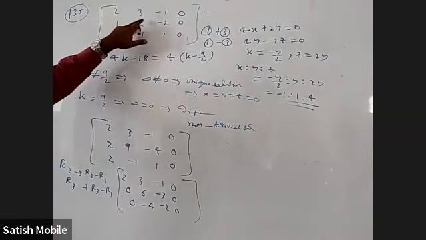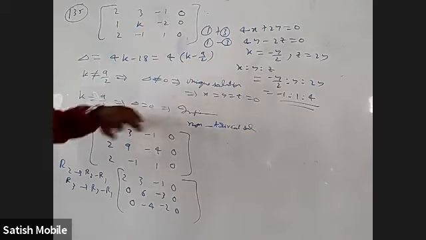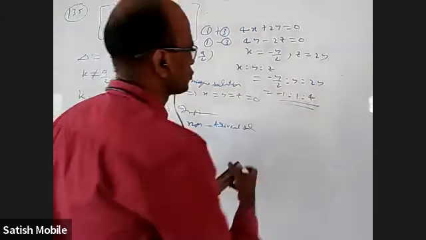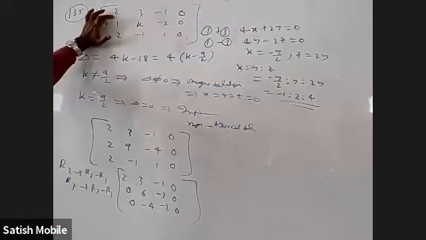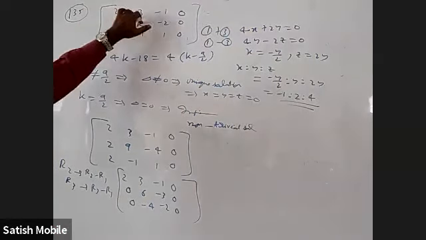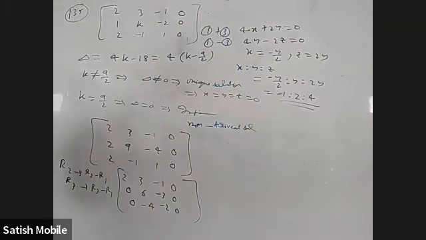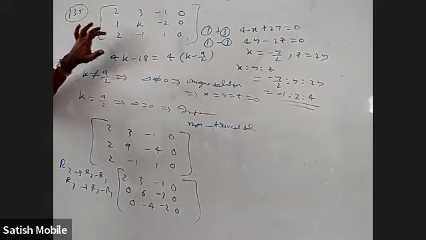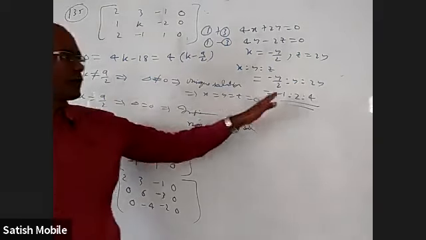Minus 2k plus 3k is k. Something wrong here. 1, 2, 4. Oh, minus 2 plus 6, 4, minus 1. Yes. Here also, minus 2 minus, this is good. Okay, so x to y to z is minus 1 to 2 to 4.